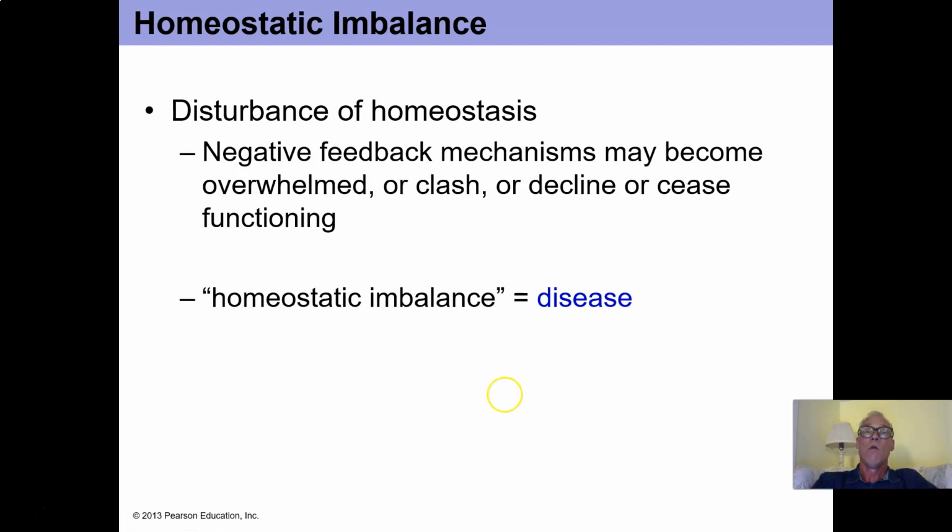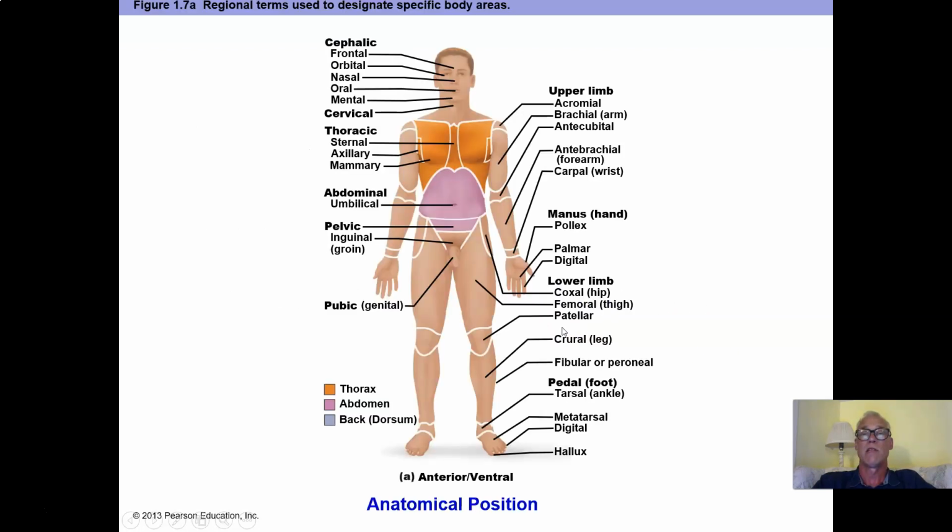If homeostasis cannot be maintained in some instance, your authors like to use the term homeostatic imbalance. We also call that a disease. When something is not working correctly in the body, that's what we mean by a disease. It can be caused by infections. It can be caused by all kinds of different things.